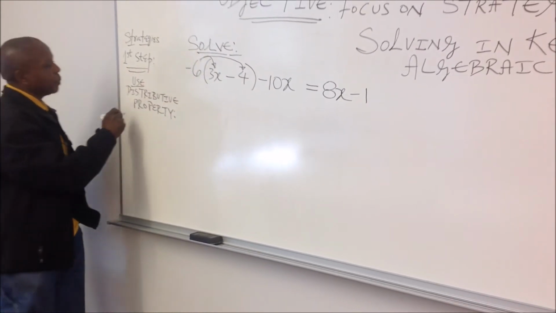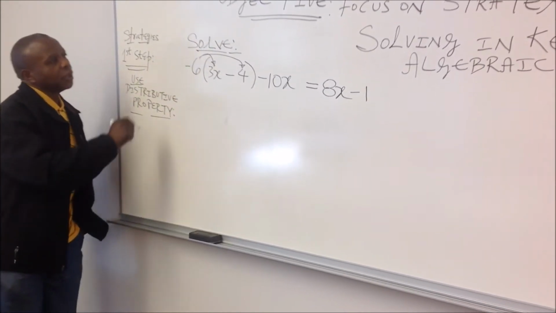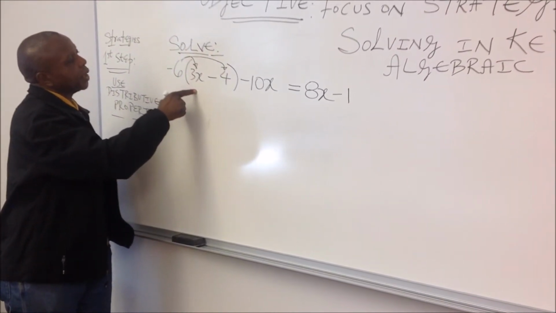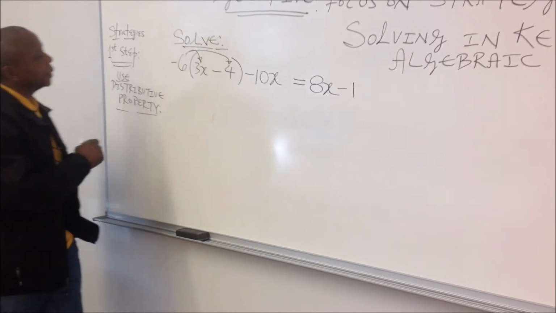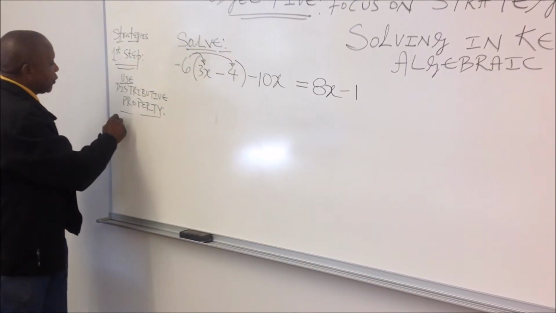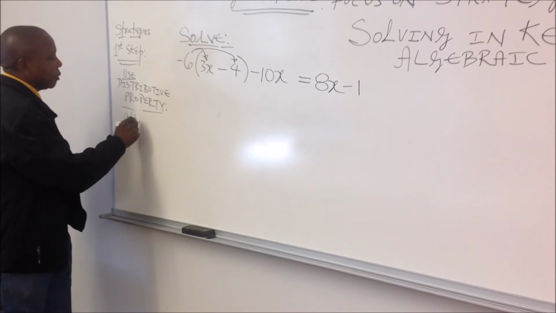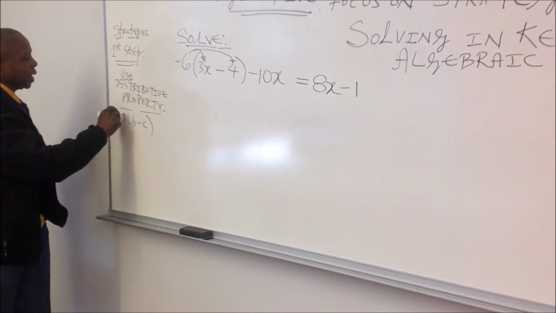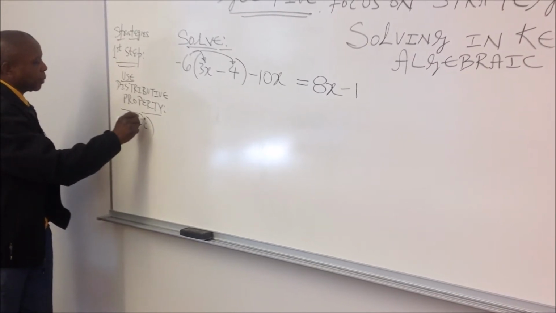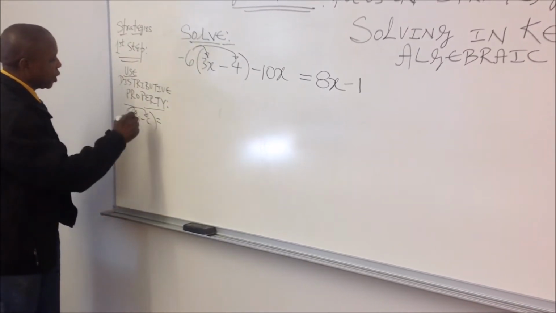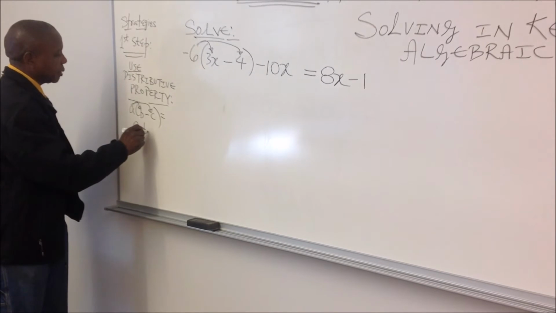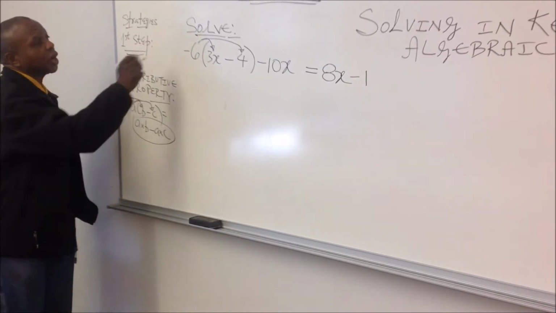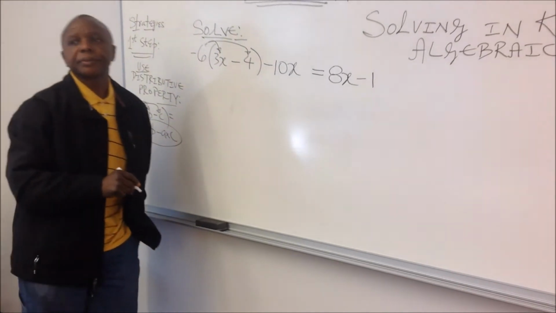How do we use distributive property here? We must take -6 multiplied by 3x, -6 multiplied by -4. If you have A into B minus C, the property says take A and multiply B, and take A and multiply C. So this becomes A times B minus A times C. That's what we're using, the distributive property.